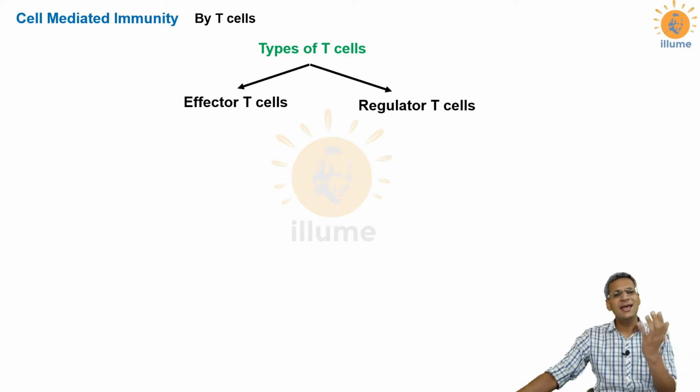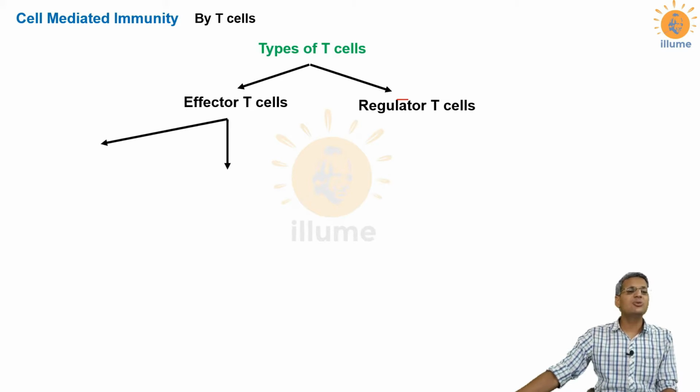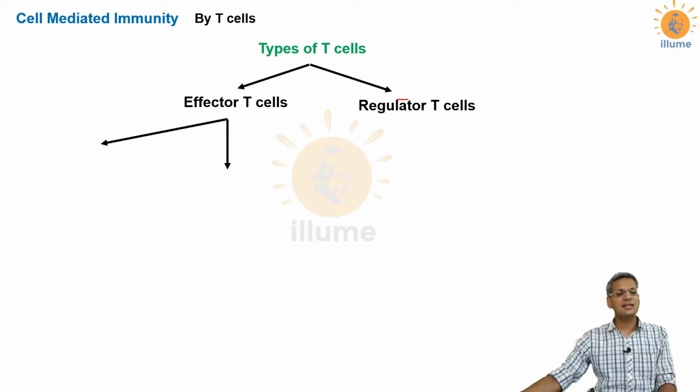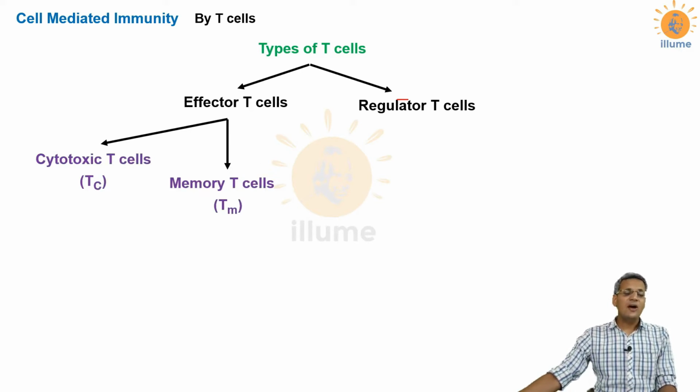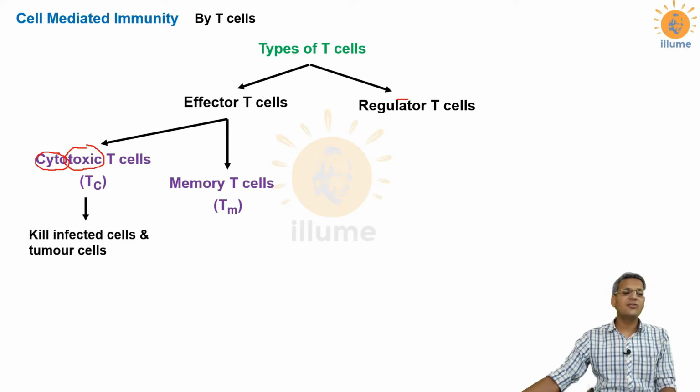Activation or inhibition of immunity is done by regulator T cells, and the main immunity is provided by effector T cells. That means the direct effect is produced by effector cells, hence the name. Effector T cells are of two types: cytotoxic T cells and memory T cells. Cyto means cells and toxic means lethal. That means these T cells have a toxic effect on the infected cells. That means they kill infected cells and tumor cells.